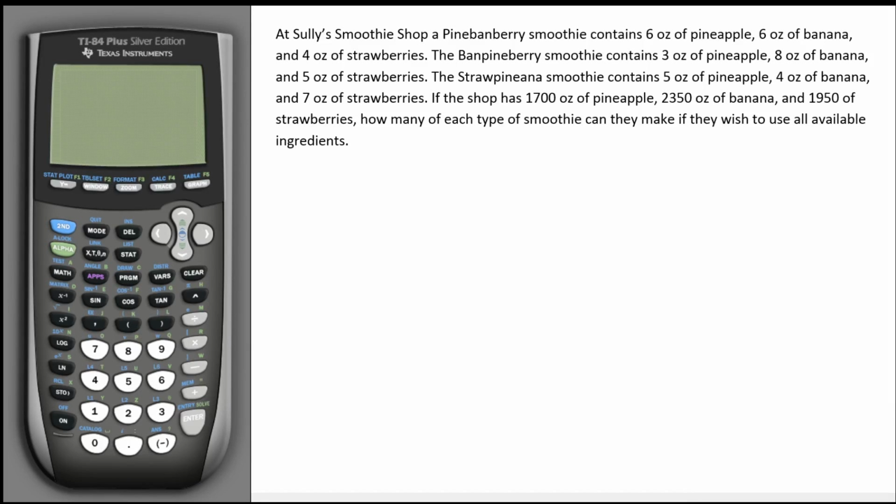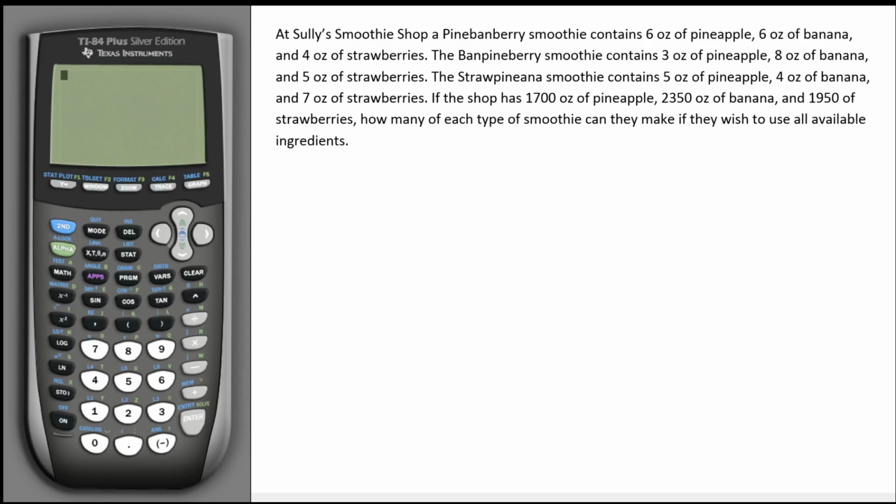In this video, we'll be looking at how to solve linear systems of equations problems in word problem format. In our example, we have a smoothie shop that makes 3 different types of smoothies, each requiring different amounts of pineapple, banana, and strawberries. The shop only has a limited amount of these 3 types of fruits, and they want to know how many of each type of smoothie they can make if they want to use all of the available ingredients.